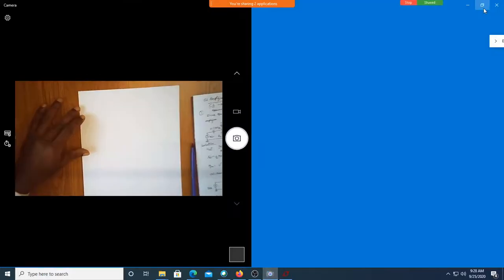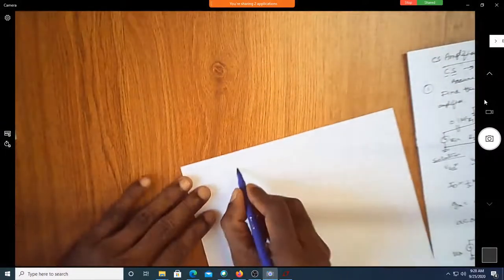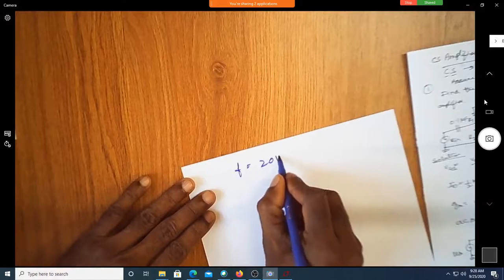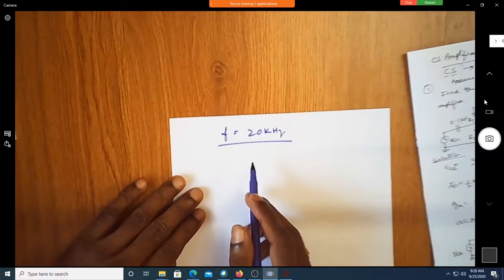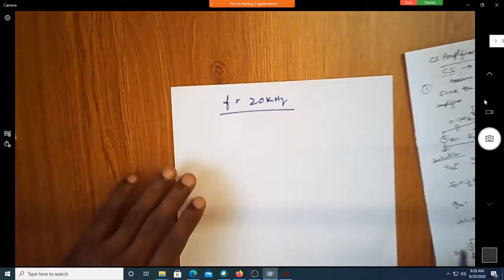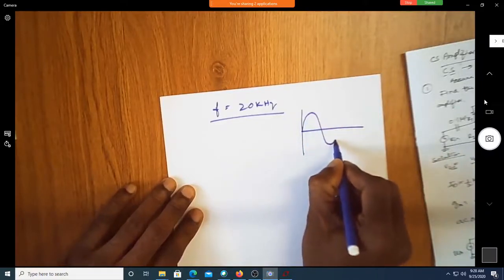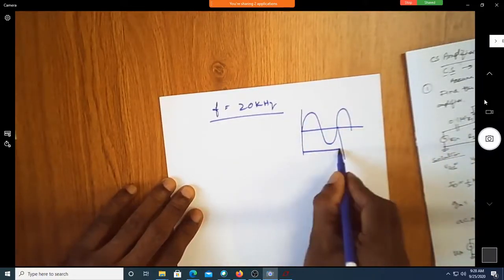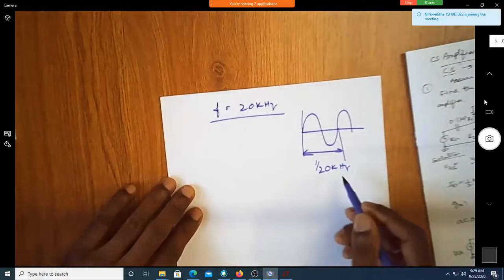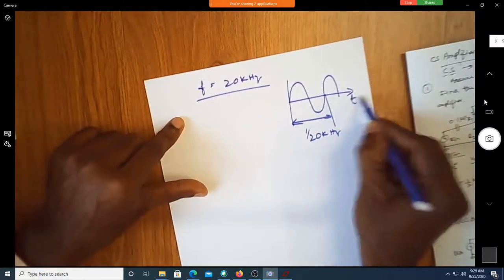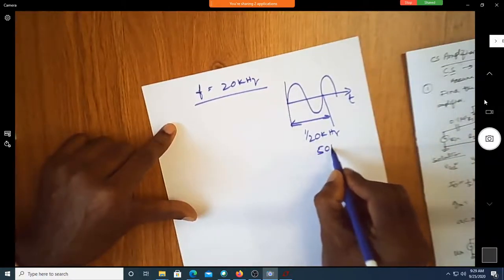Okay, let me just discuss that here. Now you know what frequency we have taken. The frequency taken is 20 kilohertz. Am I correct? What is the time period for a 20 kilohertz sine wave? Time period to see one cycle? It is 1 over 20 kilohertz. Is it 50 microsecond?